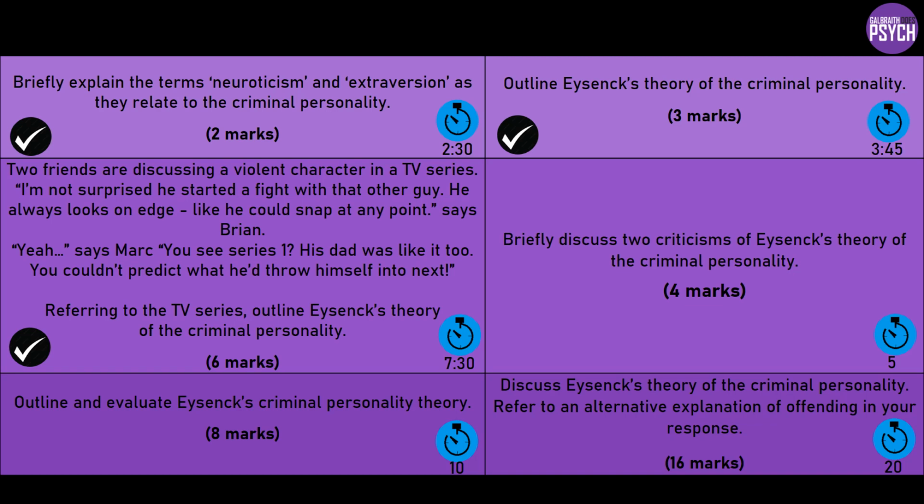Well, one of the main criticisms of Eysenck's theory is that it's largely based on a personality questionnaire. So you could explain the issues with using questionnaire data. You're very much aware of that from other topics and a bit of common sense, I'm sure. You could talk about the fact that maybe it's based on the idea that a person's personality remains consistent over time. Yeah, criminals often go on to reoffend. So again, that's in line with the idea that the personality is kind of stable over time.